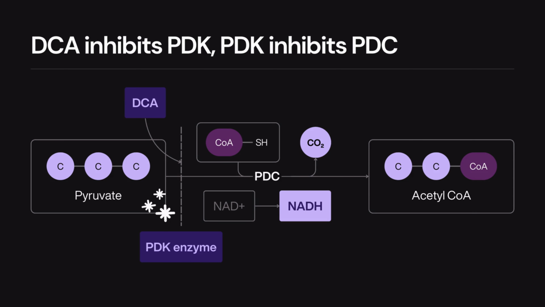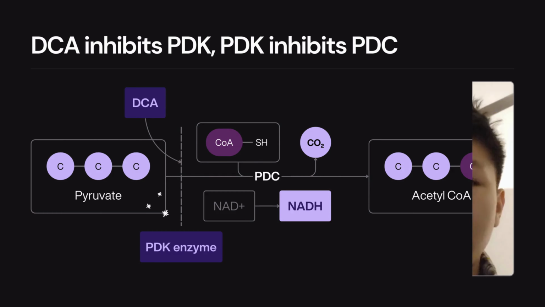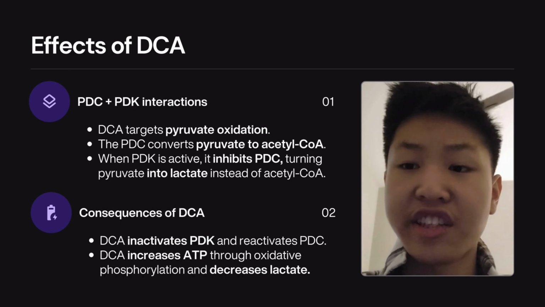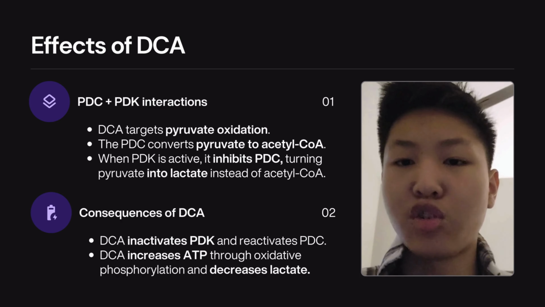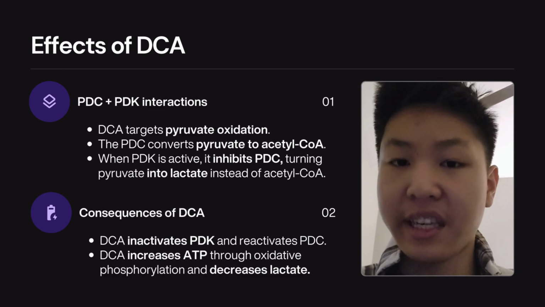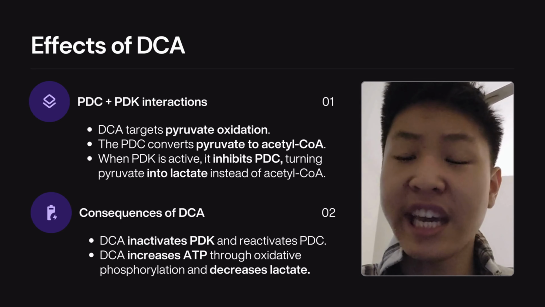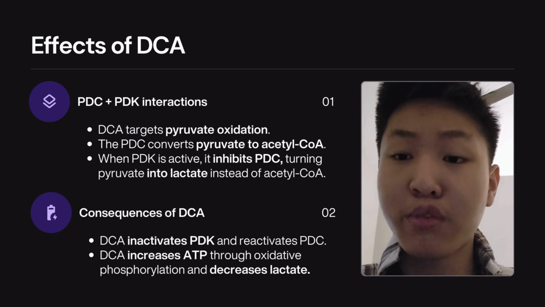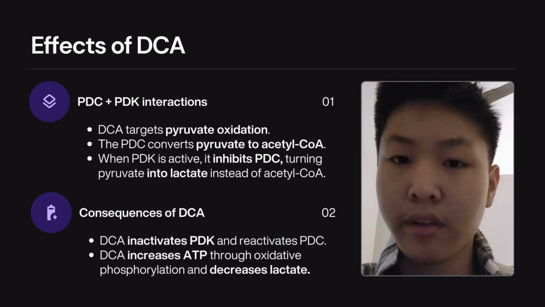This action promotes aerobic metabolism and decreases lactic acid accumulation, making DCA a focus of cancer therapy research, as many tumors exhibit altered cellular respiration, called the Warburg effect, and favor anaerobic pathways, even in the presence of oxygen. DCA specifically targets the pyruvate oxidation step in aerobic respiration. Under normal conditions, pyruvate produced during glycolysis is converted to acetyl-CoA by the PDC. However, in cells with active PDK, PDC is inhibited, causing pyruvate to divert toward lactate production.